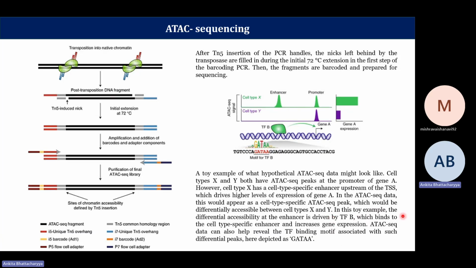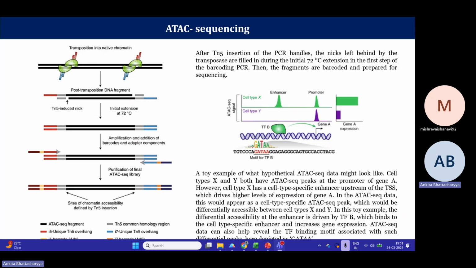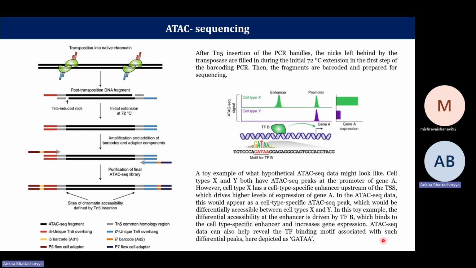So ATAC-seq data can help us understand how transcription factor binding motifs are associated with differential peak enrichment. And here it is depicted as GATAA, which is the motif for transcription factor B, and which is why in cell type X you see increased expression.